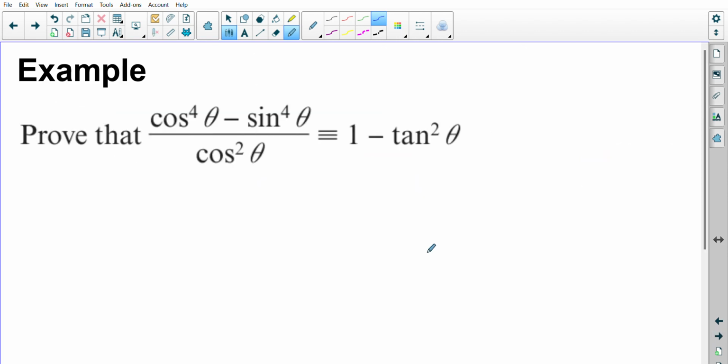So this one here, prove that cos to the power of 4 theta minus sine to the power of 4 theta divided by cos squared theta equals 1 minus tan squared theta. Again, I'm going to start with the left hand side.